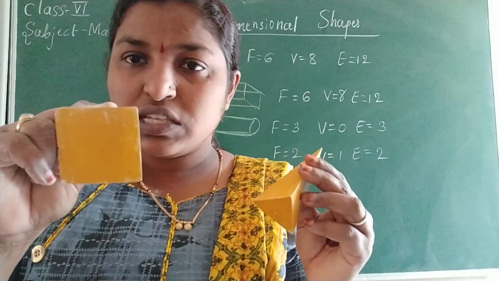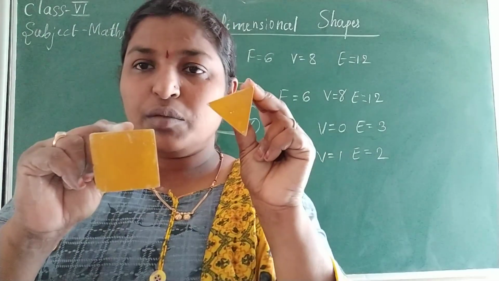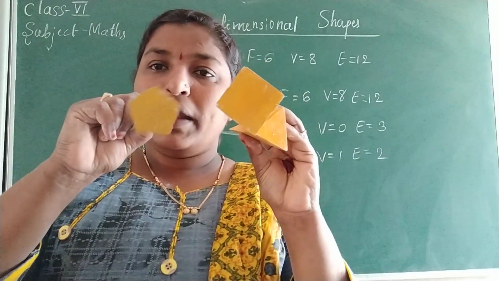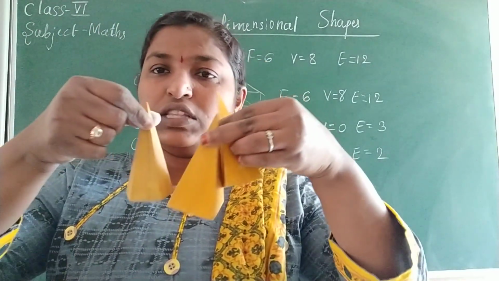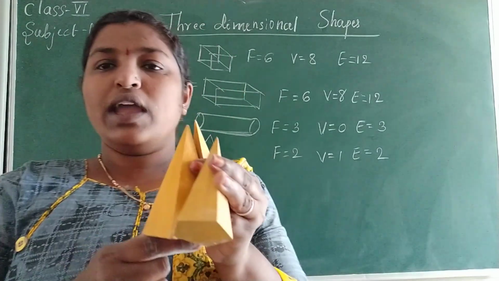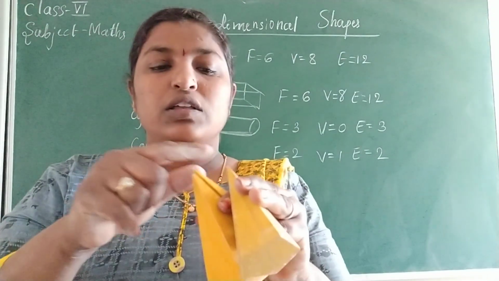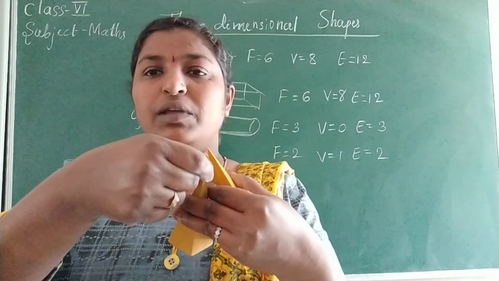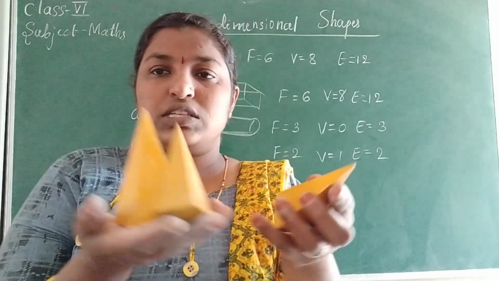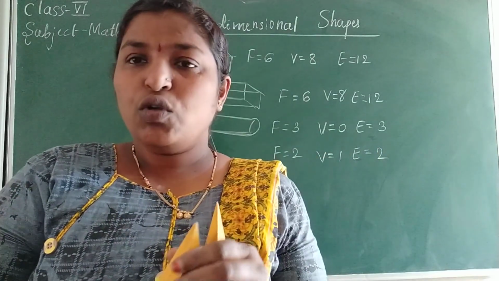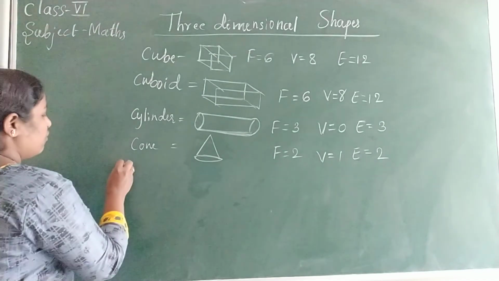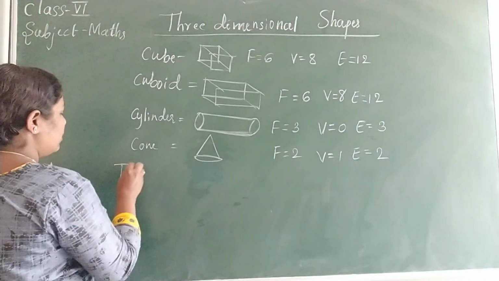The square based pyramid, triangular based pyramid, and pentagonal pyramid. These are the pyramids. In these, one will be a point, one corner. So these are our pyramids. Just see this. First I will write about pyramids. First one is triangular based pyramid.